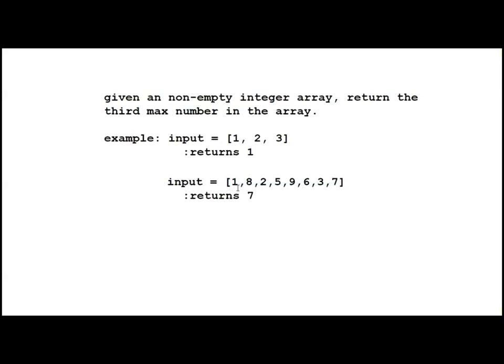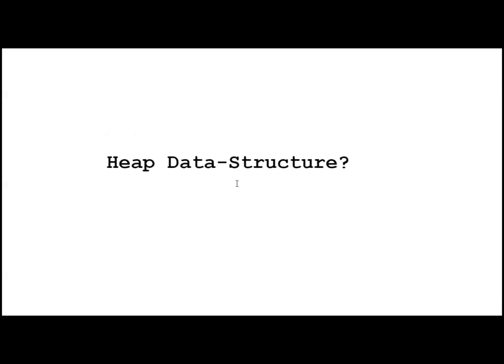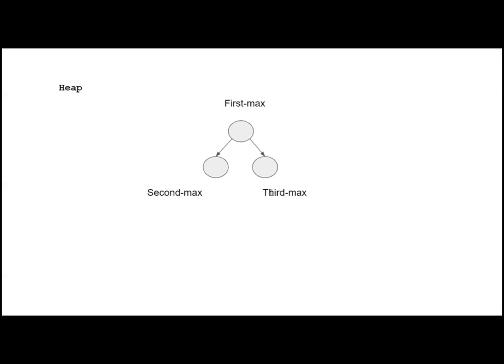What data structure? Most probably the heap, I think so, because a heap has a root node and the left and the right node, and we can make it as a max, second max, and the third max. So this is the data structure I thought about. We have a max as a root and the second max on the left and the third max at the right. I can use this to find the third max in a given array.